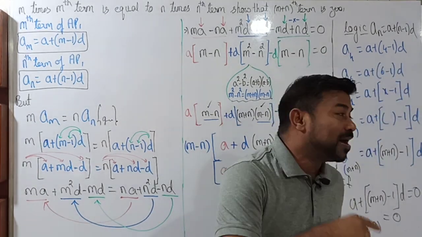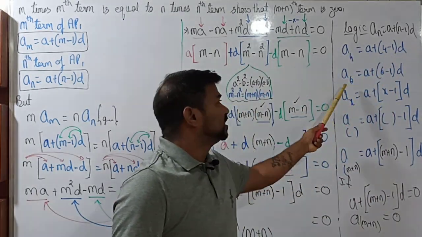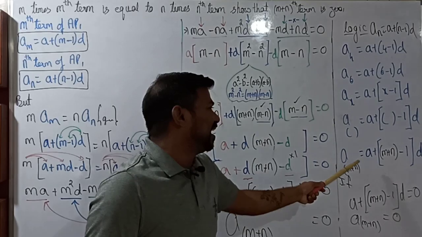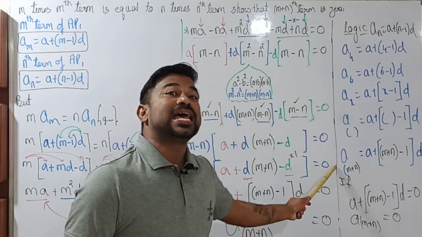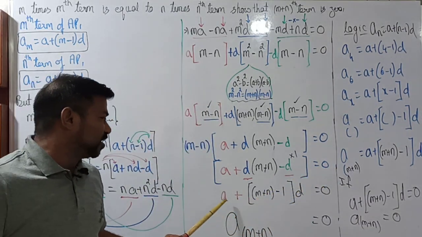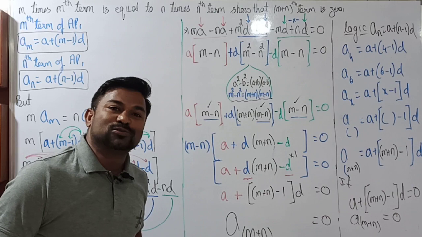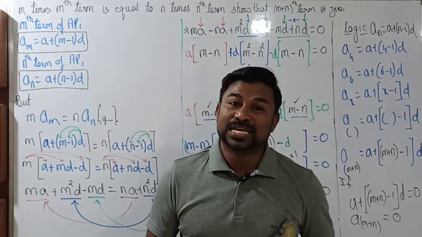So if you check it out, a plus m plus n minus 1 into d, as we have planned earlier. Come back to the logic now. 4th term, a plus 4 minus 1 into d. 6th term, similarly, a plus m plus n minus 1 into d is nothing but the m plus nth term. So here comes our m plus nth term. m plus nth term is equal to 0.